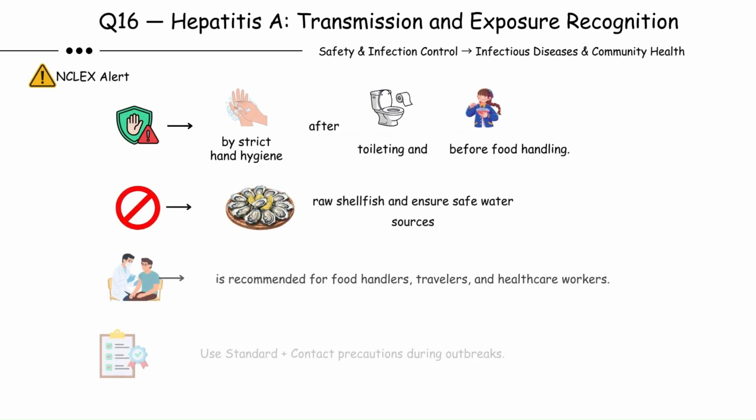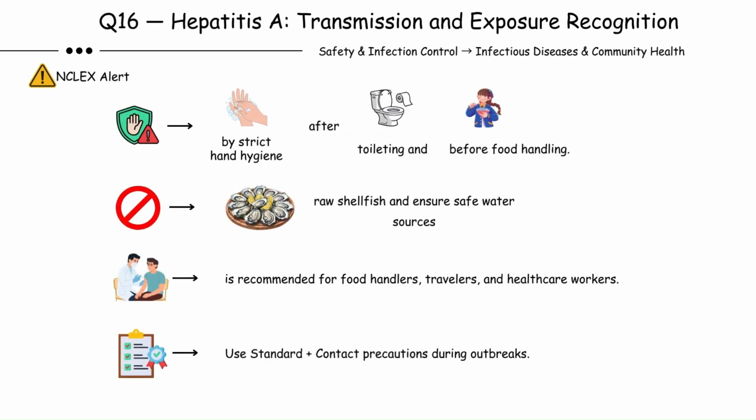Here are some NCLEX-style alerts linked to this topic. Prevention starts with strict hand hygiene after using the bathroom and before handling food. Clients should avoid raw shellfish and make sure they drink from safe water sources. Vaccination is recommended for food handlers, travelers to endemic regions, and healthcare workers at risk of exposure. In outbreaks, standard plus contact precautions may be used when there is fecal incontinence or poor hygiene.